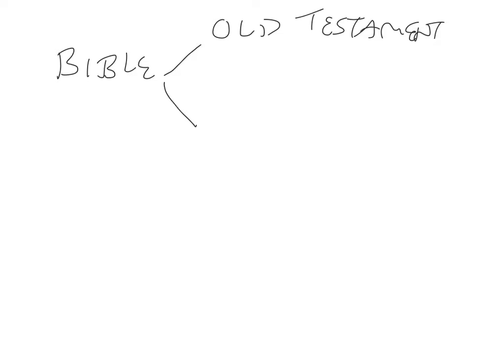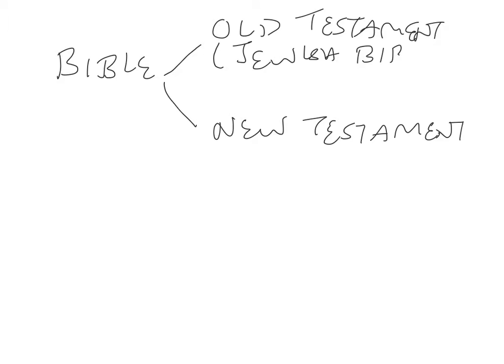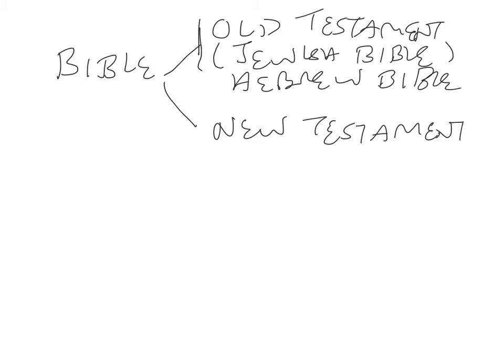Now, the Bible is divided into two parts. You have what's called the Old Testament, and then you have the New Testament. The Old Testament is also known as the Jewish Bible. Some people call it the Hebrew Bible. Either name's fine. And so this part of the Bible, the Old Testament, Christians and Jews share. So for the Jews, it's simply the Jewish Bible. For Christians, it's the Old Testament.